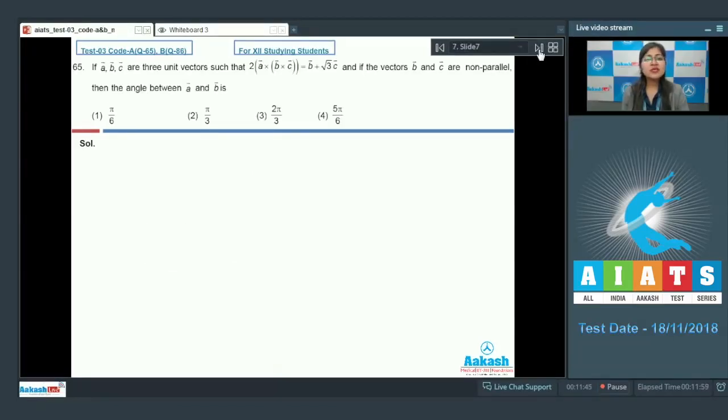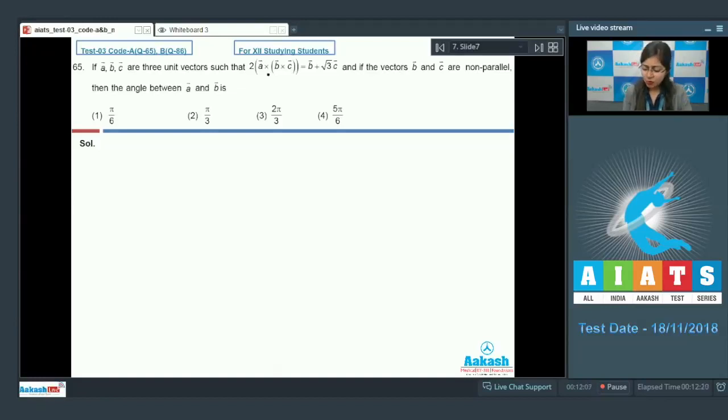Next is question number 65, which says that if A, B, C are 3 unit vectors such that 2 times A cross B cross C is equal to B plus root 3 into C vector, and if the vectors B and C are non-parallel, then the angle between A vector and B vector is.